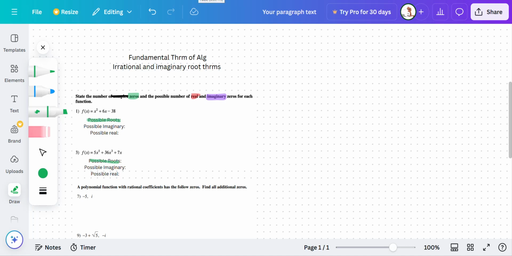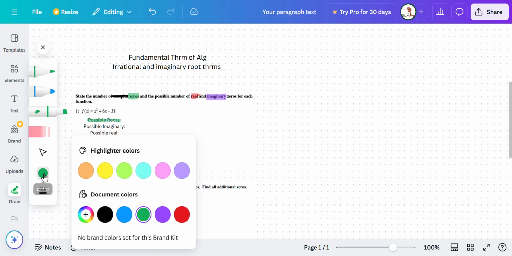Alright, so yesterday we looked at the rational theorem, which was just looking at the possible rational roots we could find using the leading coefficient and the tail end coefficient. Today we're going to look at a couple more theorems that have to do with polynomials: the fundamental theorem of algebra and the irrational and imaginary root theorems. These are actually pretty basic, they're not too crazy.